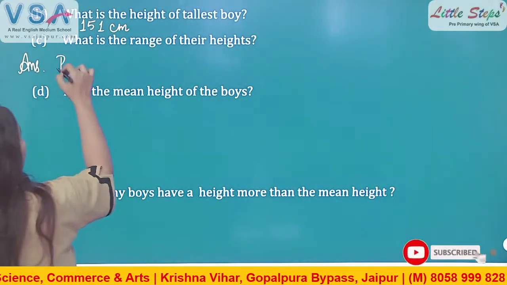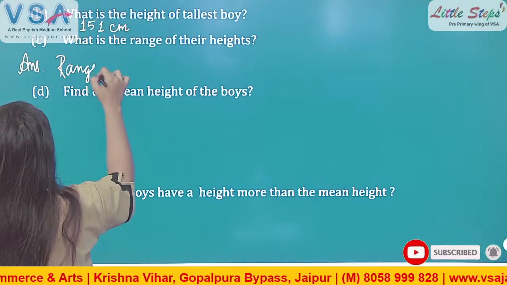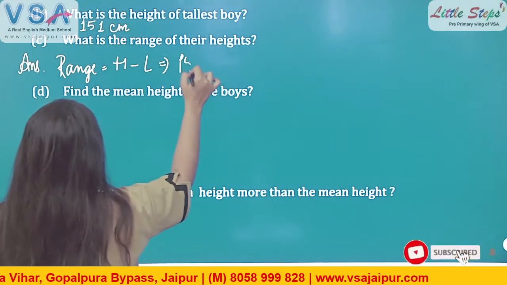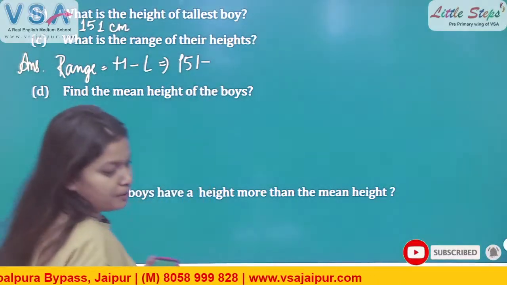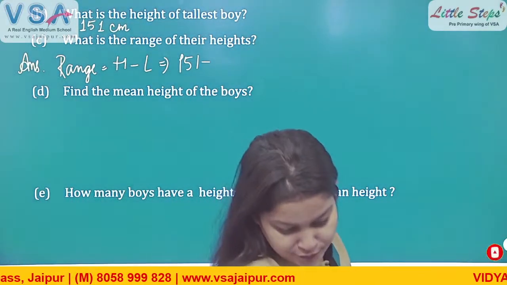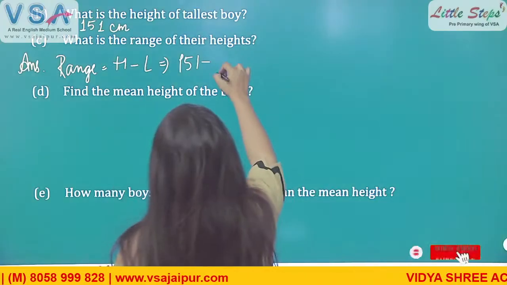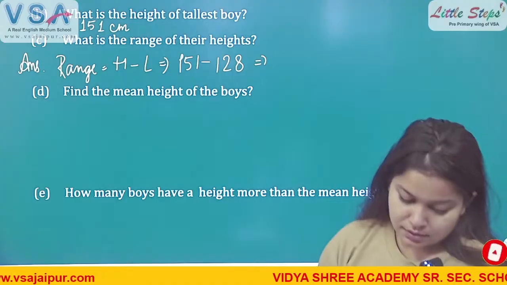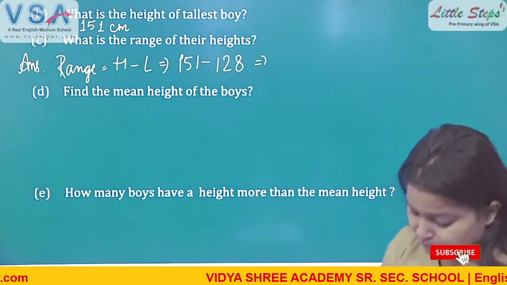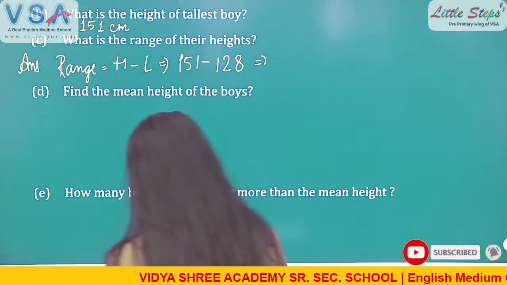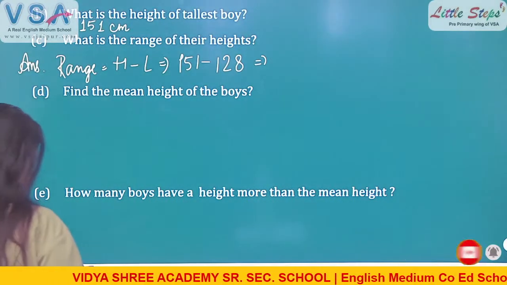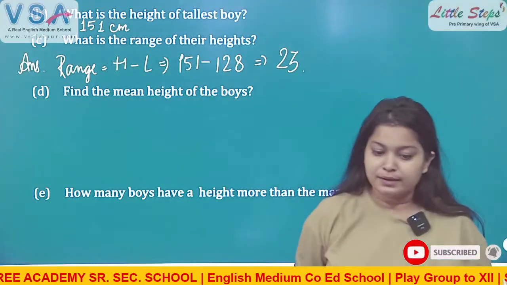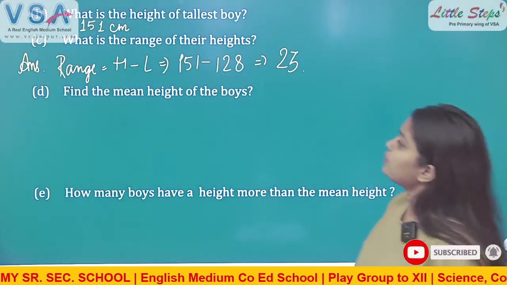Next question is asking, what is the range of their heights? You all know the formula of range. Highest minus lowest. We need to subtract the smallest number, that is 128, from 151. 128 is the smallest number. We have 151 minus 128. The answer is 23.